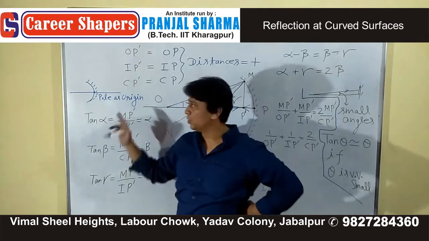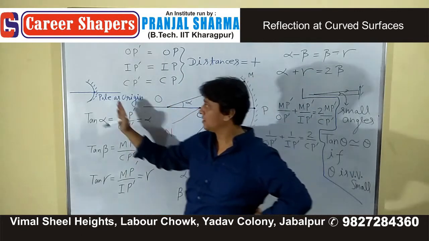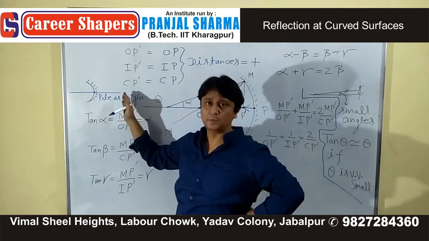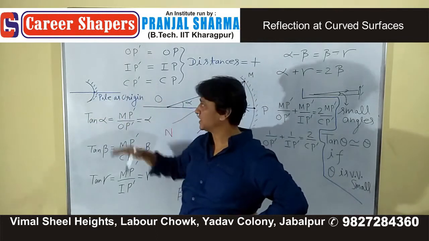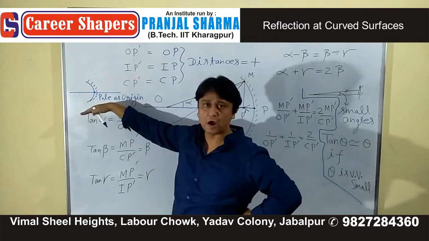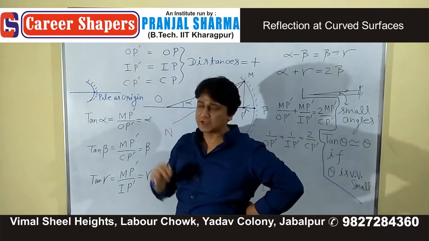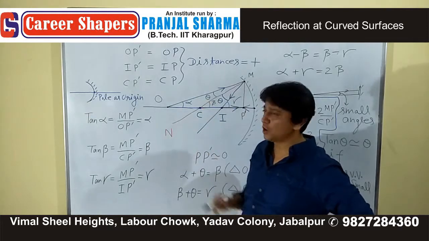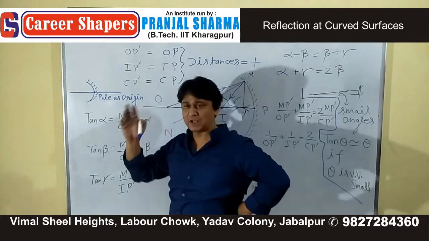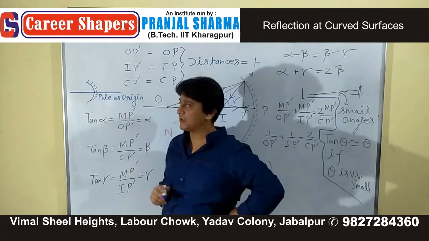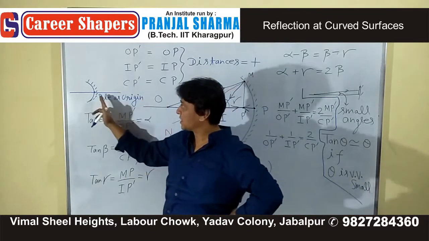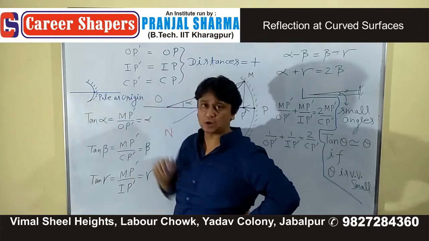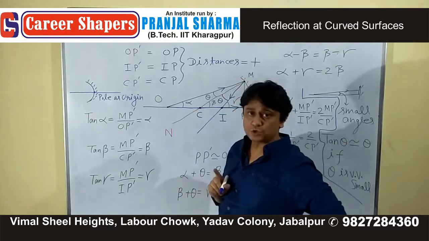Now, once you say pole is origin, you know that on the left side things are negative, on the right side things are positive. And then later on we'll see that up is positive and down is what? Negative. When we are interested in height of the object and height of the image. As of now we are interested in distances along the principal axis. So origin left side negative, origin right side is what? Positive.